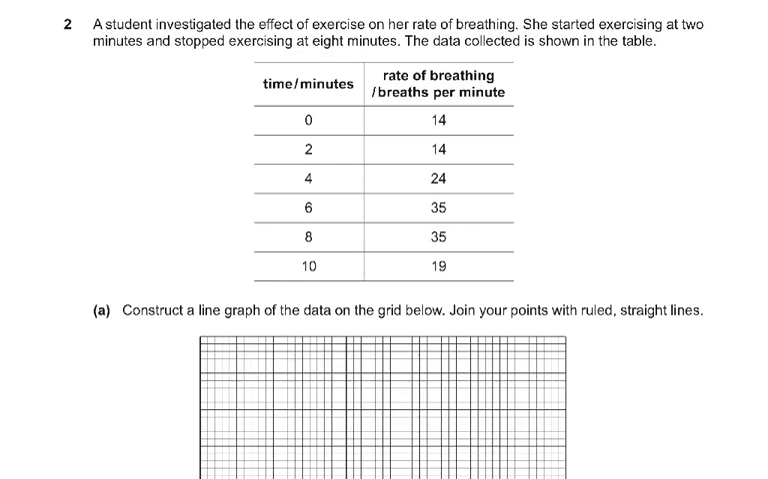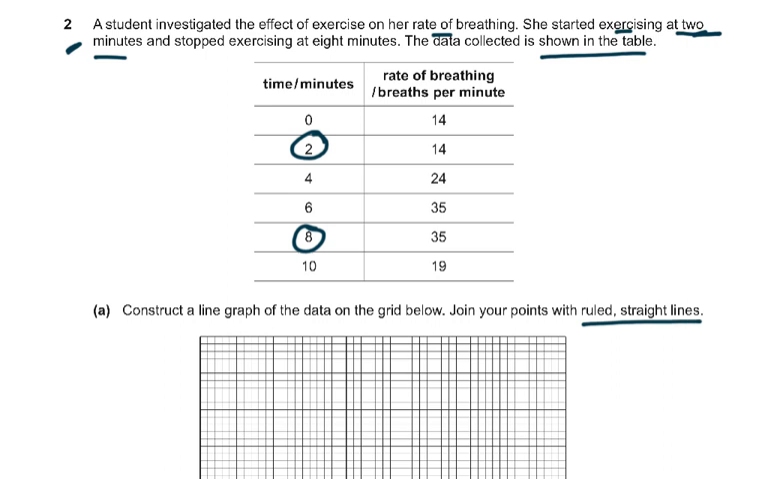Now coming to question number 2. A student investigated the effect of exercise on her rate of breathing. She started exercising at 2 minutes and stopped exercising at 8 minutes. The data collected is shown in the table: rate of breathing in breaths per minute. Construct a line graph of the data on the grid below. Join your points with ruled straight lines.